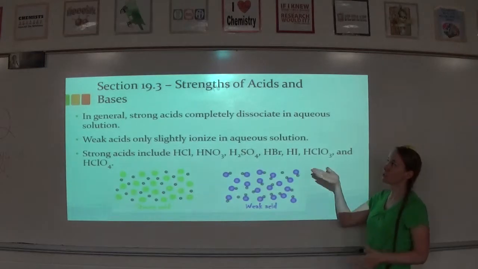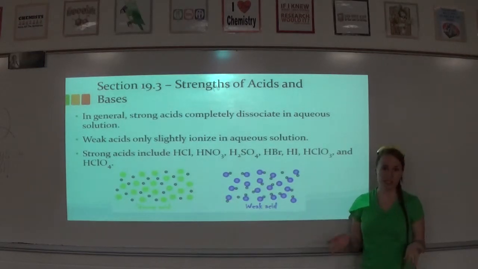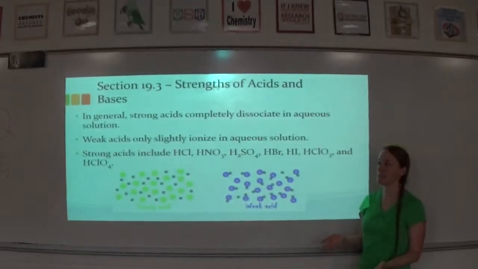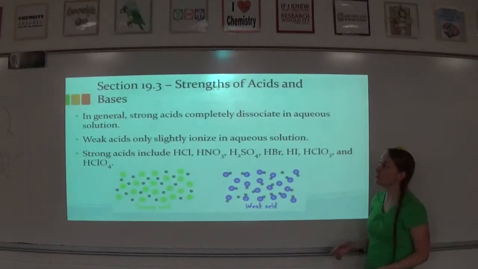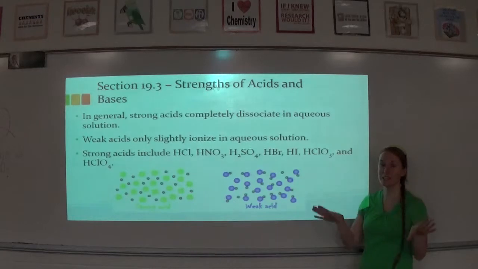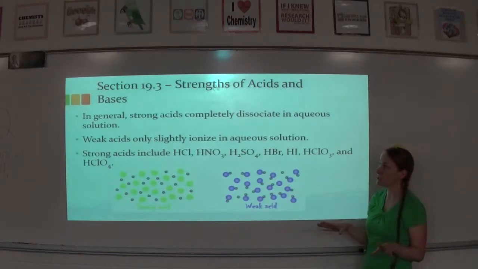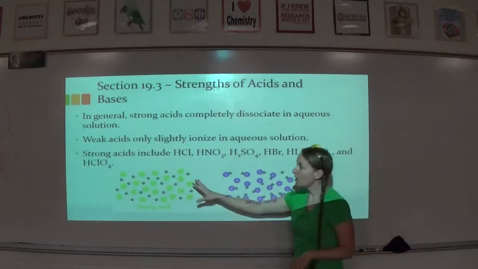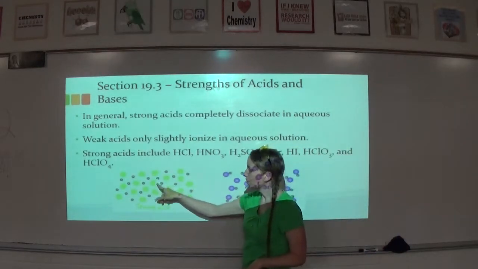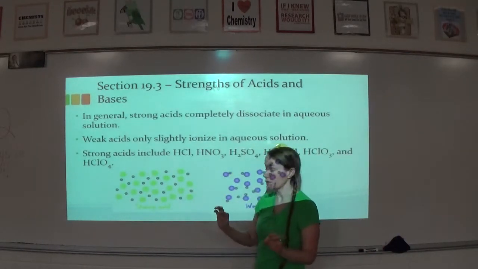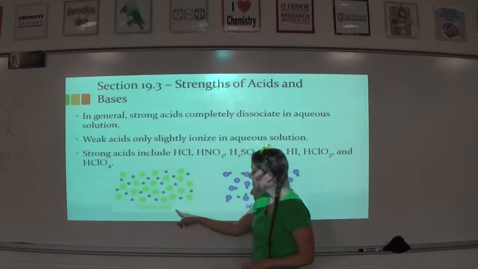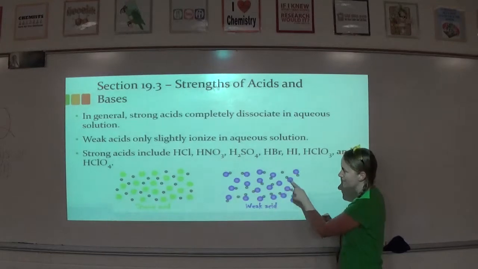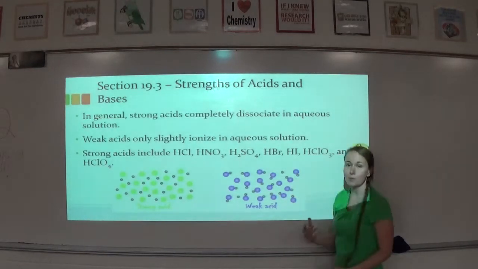Alright, so section 19.3, we're going to talk about the strengths of acids and bases. Now we touched on this a little bit when we talked about electrolytes, so now we're going to dive back into it. In general, strong acids completely dissociate in aqueous solutions, whereas weak acids only slightly ionize. In other words, in a strong acid, all the particles are going to break up, pretty much all of them. So if you look, all the particles have broken up. Whereas with a weak acid, most of them, if you look, have stayed together, but there are a couple that have broken up.